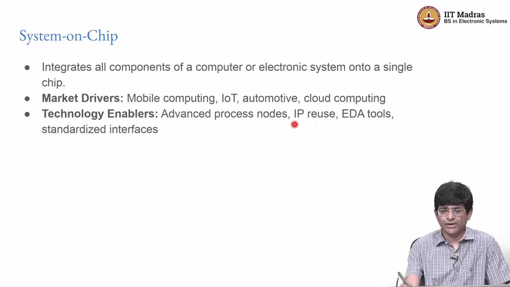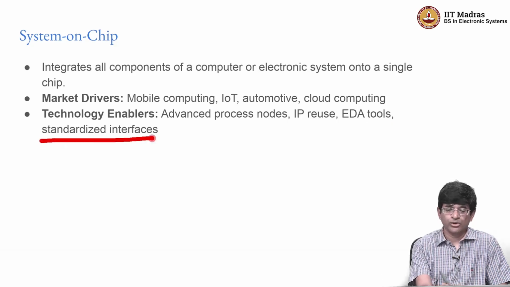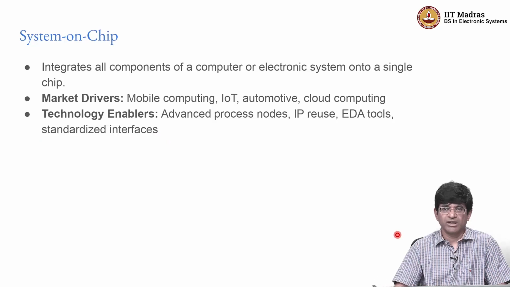It also means that you need to have extensive software support, including IP reuse and design automation tools. EDA is electronic design automation, and without EDA you cannot really design large modern systems. And of course, you need to have some kind of standardized interfaces so that different groups of people could design different components of a system and still have them integrated together.